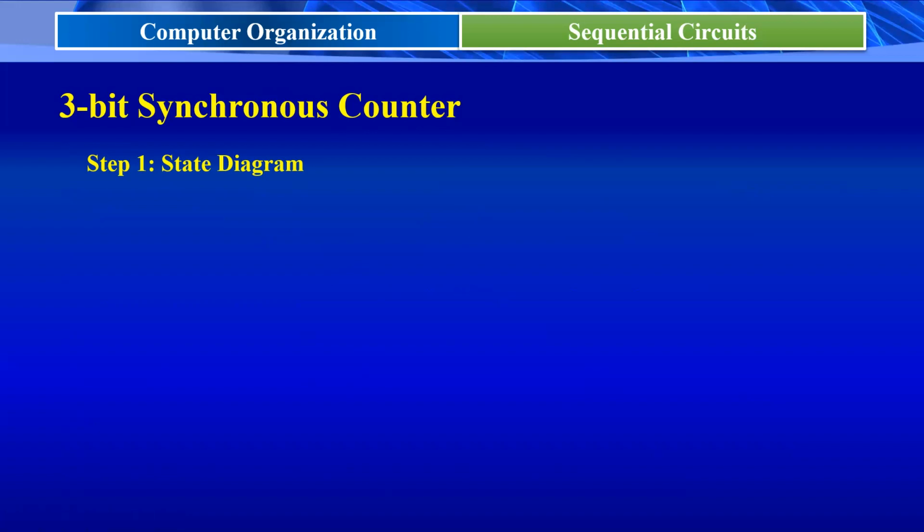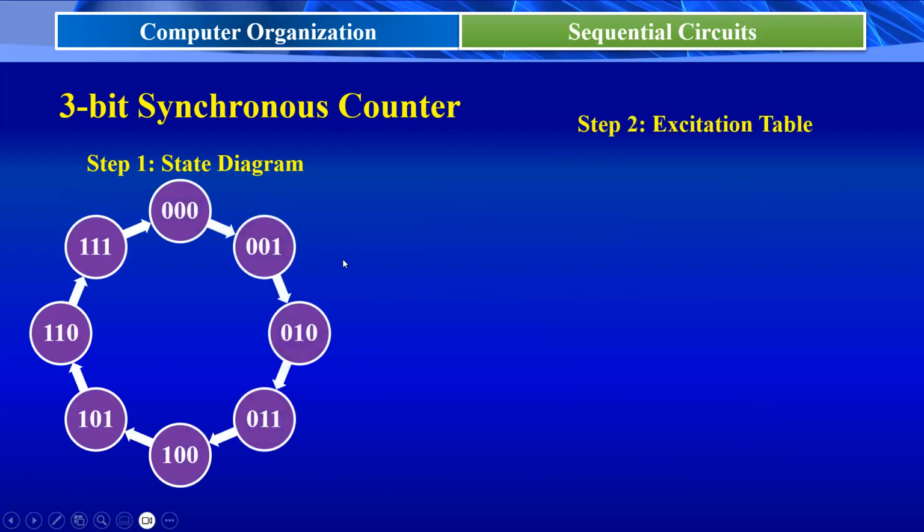How to design it? We have a fixed procedure for that. In that, step 1 is making the state diagram of the counter. See here, friends, this is a 3-bit counter. So by using 3 bits, I may get 8 different counts, that is from 000 to 111. If my present state is 000, my next state is 001.